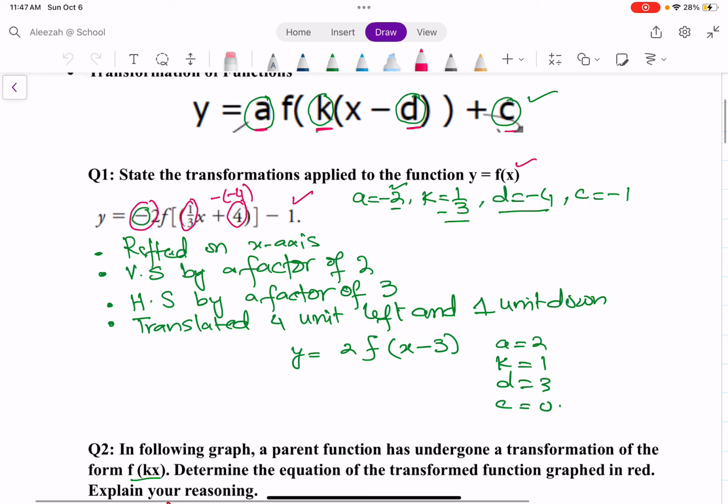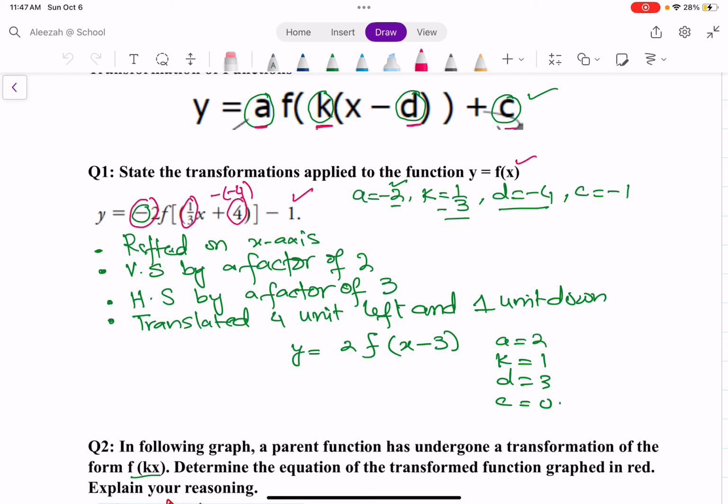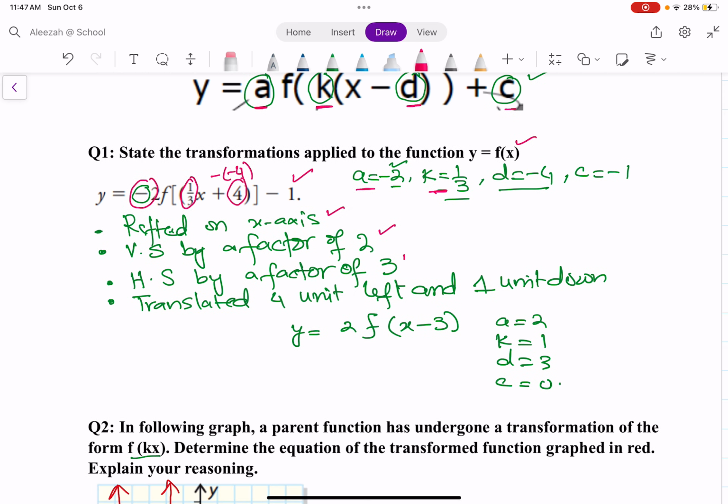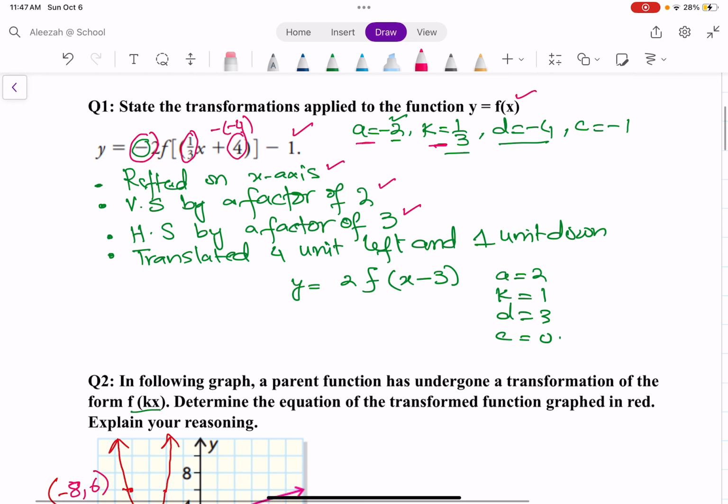Okay, so when a is negative, it's reflected on the x-axis, and if k is negative, it's reflected on the y-axis. Here we have a, which is -2, which means reflected on the x-axis, vertical stretch by a factor of 2, and horizontal stretch by a factor of 3, right? When you say it, you flip the k value. And then we have -4, which means 4 units to the left, and 1 unit up, right?